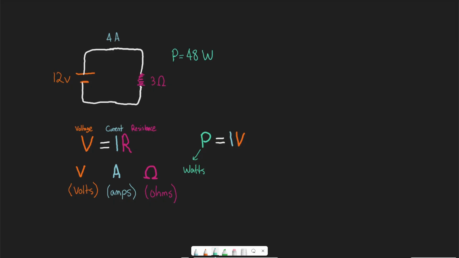And sometimes you might see watts written in kilowatts if we're dealing with a very high wattage. And same thing with amps. You might see amps sometimes written in milliamps, right? All right, now this is a very simple example of a circuit.